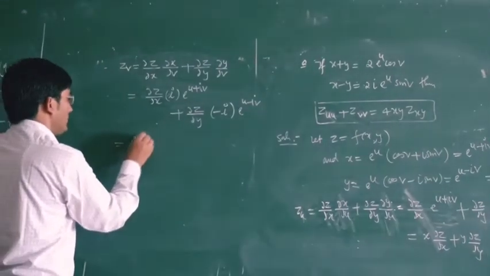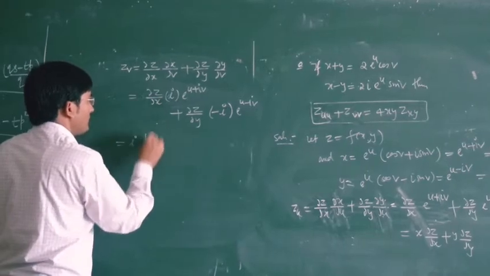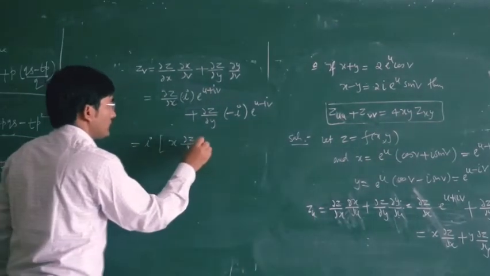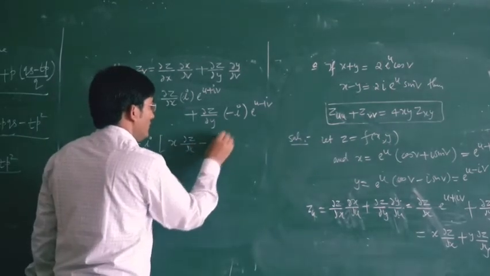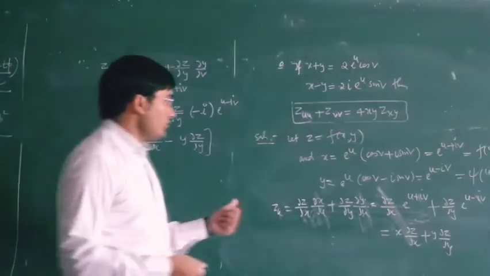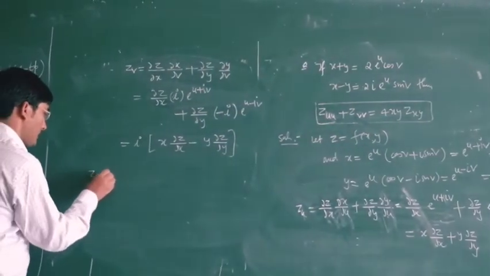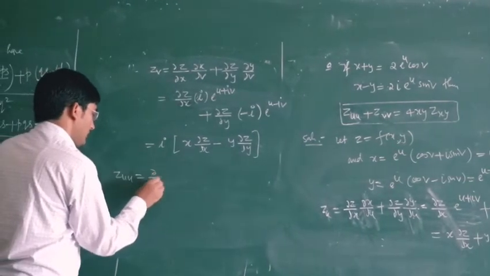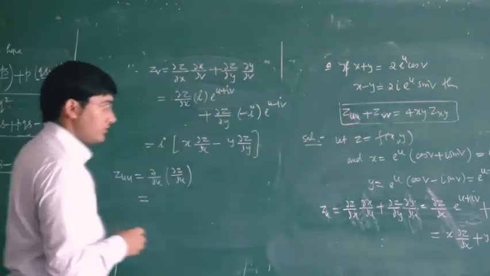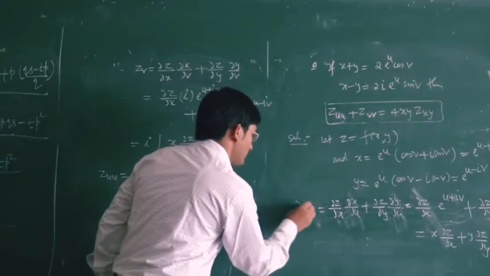So our i will be common, and then we have this term as, now this is your x, so we have x del z upon del x, then again this is your y del z upon del y. Now let us compute the double derivative. Now del²z upon del u² will be del by del u of del z by del u. Now del by del u, if you remove, this is your del z by del u.